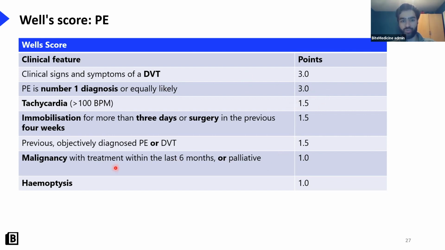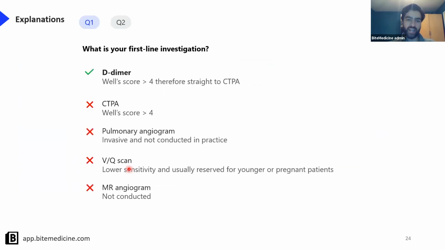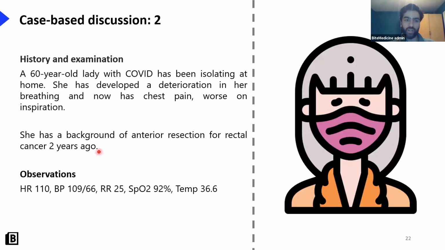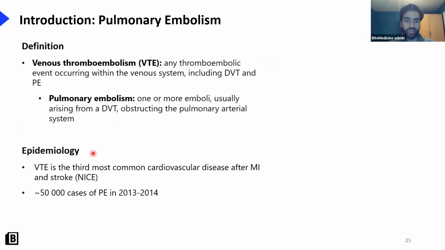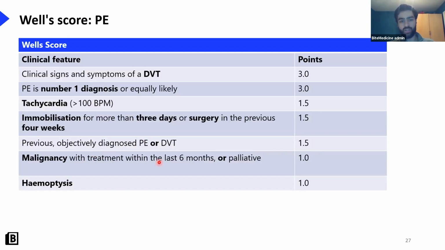Do they score for malignancy? Yes or no? They had an anterior resection 2 years ago, rectal cancer. So they do not score for cancer because they don't have active cancer. It's not been within the last 6 months. A score of greater than 4 means PE is likely. A score of less than or equal to 4 is unlikely.